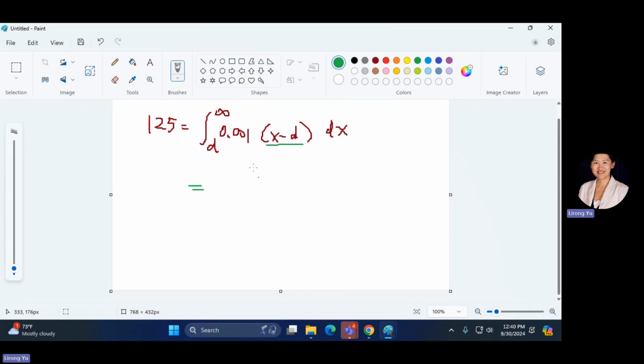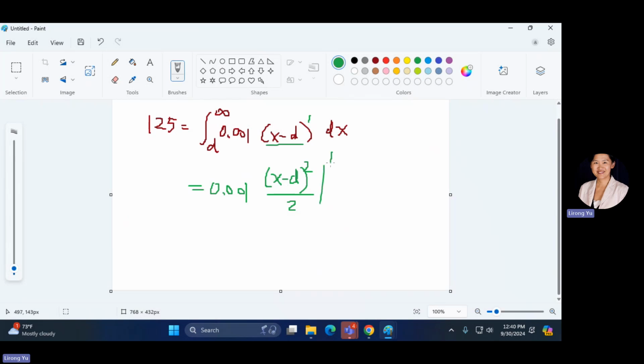Applying the power rule, maintain the coefficient 0.001. This is x minus d to the power 1, so according to the power rule, power plus 1 and then divided by 2. Think about it backward: if you take the derivative of (x minus d) to the power 2 over 2, you get x minus d, so this agrees. Now we have the antiderivative, and all we have to do is plug in the limits.